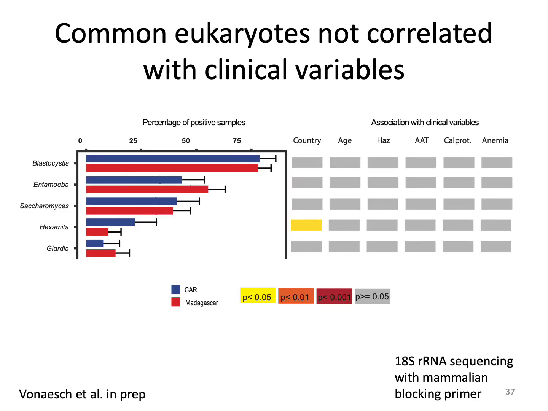Interestingly, these common eukaryotes, helminths and protists, are not associated with clinical variables. You can see that the prevalence of Blastocystis, for example, is quite high, over 80%. Lots of Entamoeba, Hexamida, and yeasts and other fungi are common. In some of the eukaryotes, we see association by country, but we don't see associations with stunting, with markers of intestinal inflammation, for example, calprotectin, or with anemia.